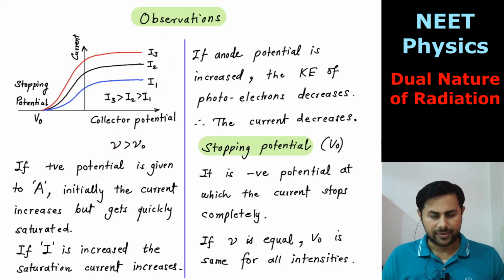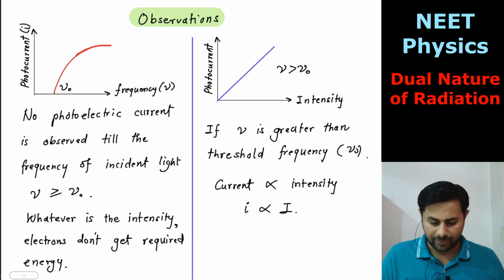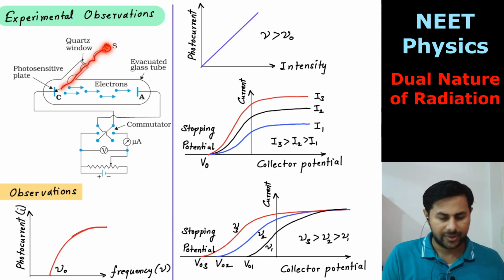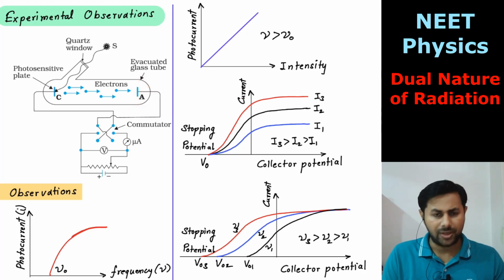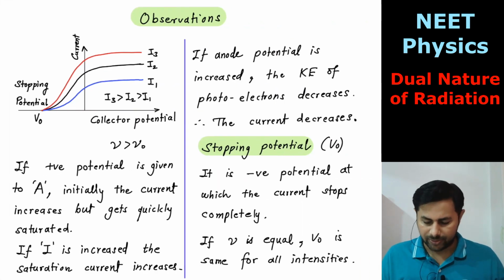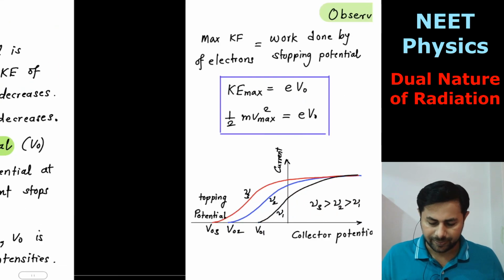So for all cases, that is I1, I2 and I3, the electrons stop at the same potential. That means the energy that electrons get from the light is the same in all three cases, no matter how much the intensity is, because we require the same amount of stopping potential to stop the electrons. That means the maximum kinetic energy of electrons is the same in all cases, no matter what the intensity is, if frequency is the same. So that is the third observation. If nu is equal, V naught is the same for all intensities, that means the energy of electrons is the same.